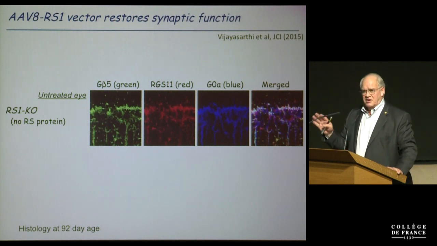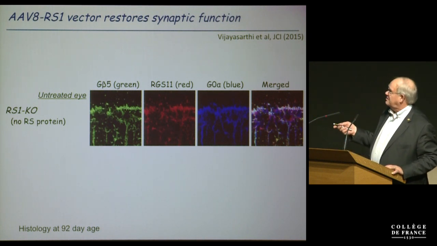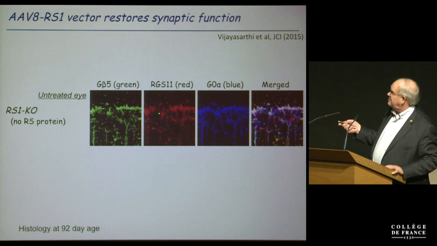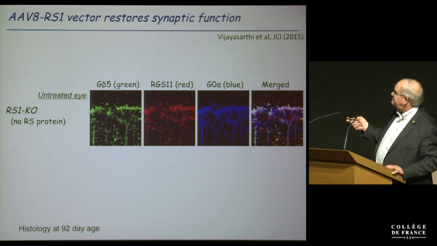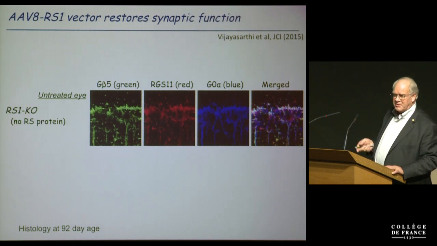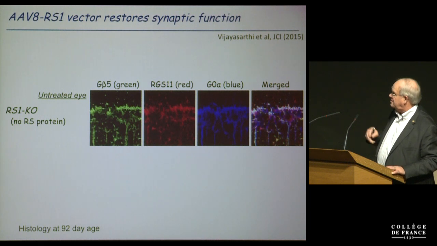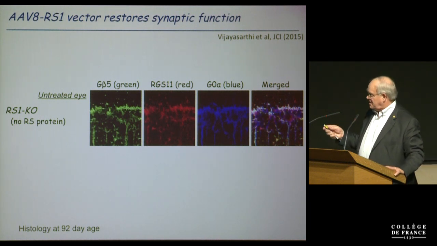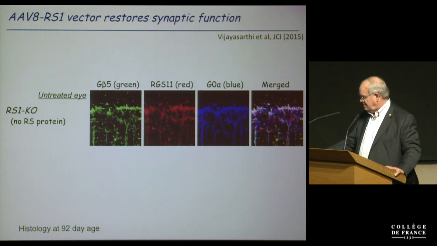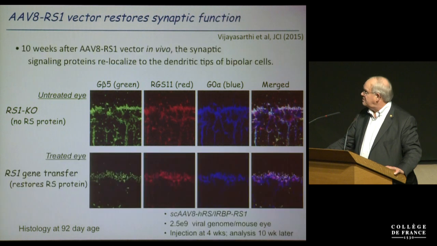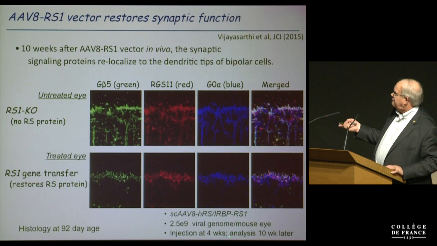Now, the third element in that synapse are the signaling cascade molecules, G beta 5, RGS11, G0 alpha. Here are the dendritic tips. Certainly the protein is made, but it is not well localized to the dendritic tip. It's streaming down the dendritic stalk itself. This is in the knockout animal at 90 days of age. Other animals we first treated. We treated at 4 weeks of age with the clinical vector that we are using.